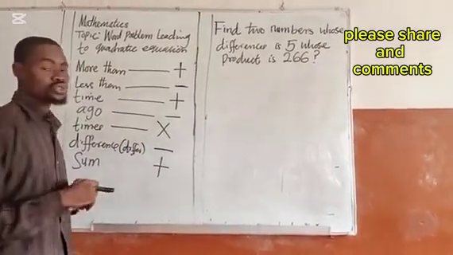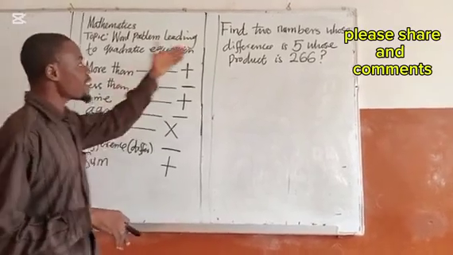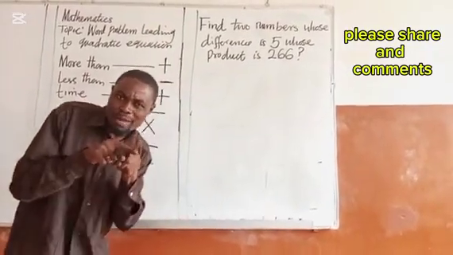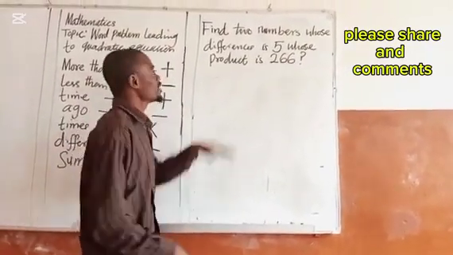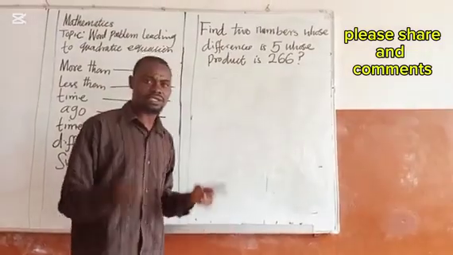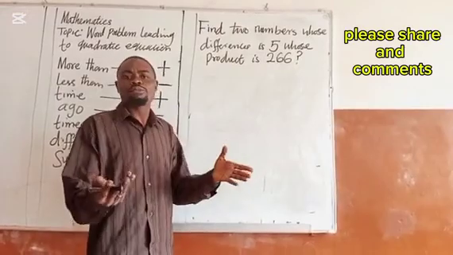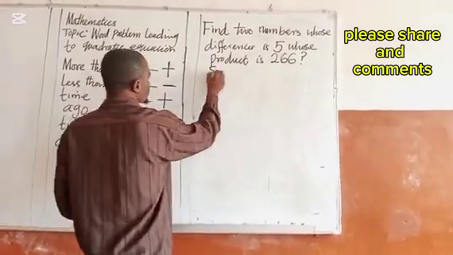So the first question I'm going to use to start this topic today is this: find two numbers whose difference is 5, whose product is 266. The first thing you should know is that we don't know the numbers. You let the number be any letter you want. So, solution.